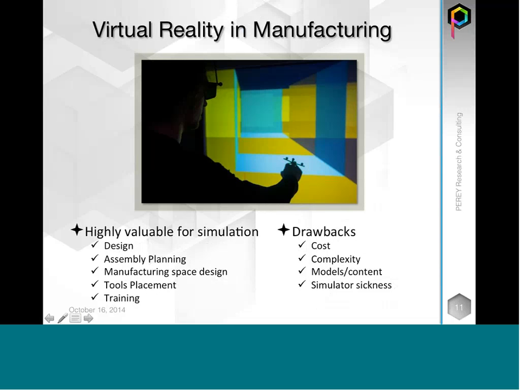Some of them can be addressed by using virtual reality and have been. Virtual reality is very valuable for simulation. Simulation plays a role in design and when you're planning the assembly process, when you're doing manufacturing space design, laying out the floor, laying out where the machines are going to go, and when you're training people to do tasks that might be dangerous or expensive to do in the real manufacturing environment. Virtual reality has many benefits, but it also has a great cost.